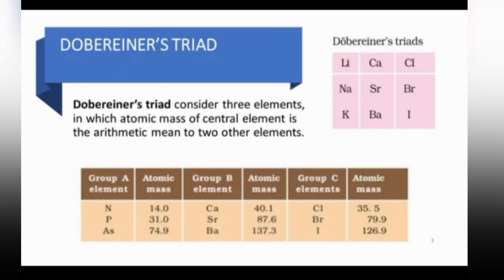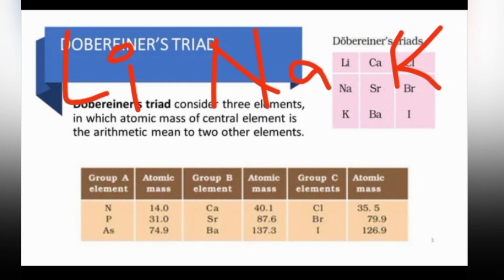For example, one of the triads that he established was lithium, sodium, and potassium. It was a triad which consisted of lithium, sodium, and potassium. So what is the atomic mass of lithium? The atomic mass of lithium is 7. Atomic mass of sodium is 23, and atomic mass of potassium is 39.